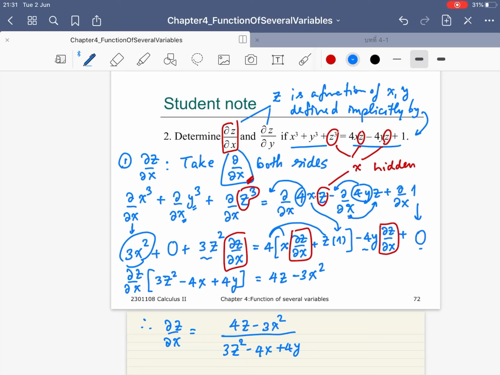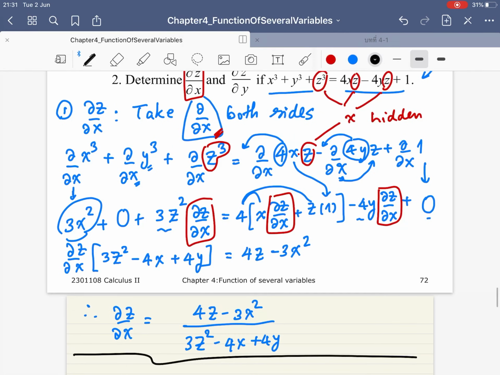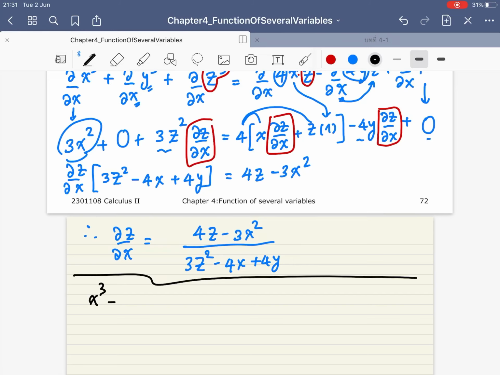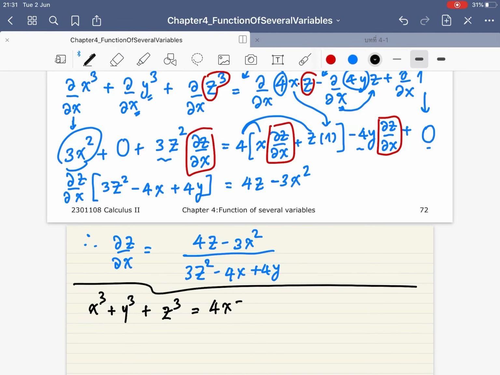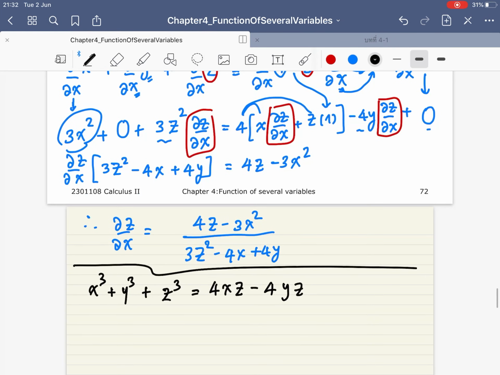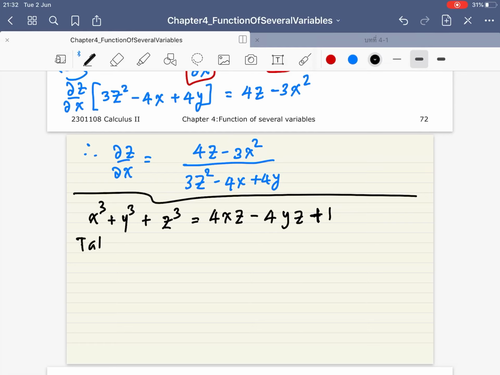Okay, so let us find the second one, the dz by dy. So let me just copy the relation here. You have x cubed, y cubed, z cubed equals 4xz minus 4yz, and then plus 1. And you want to find dz by dy. So all you do is take your d by dy on both sides.